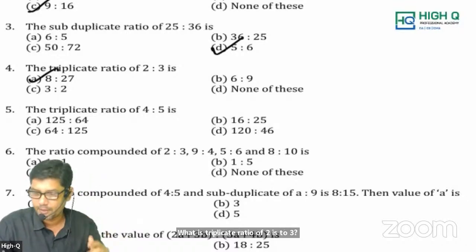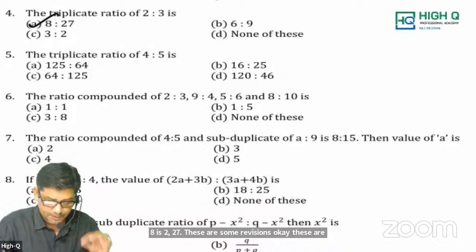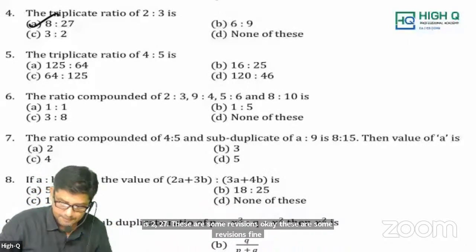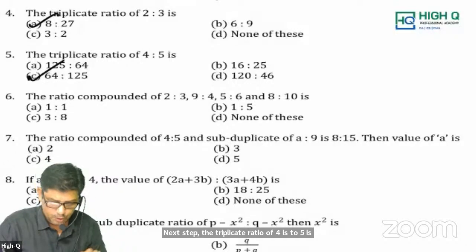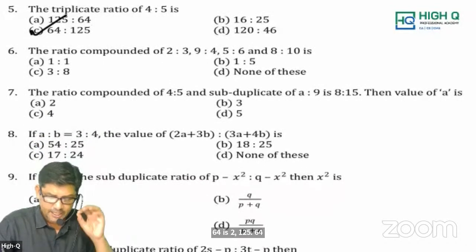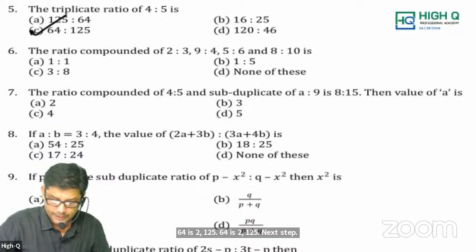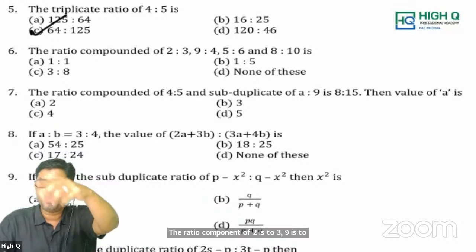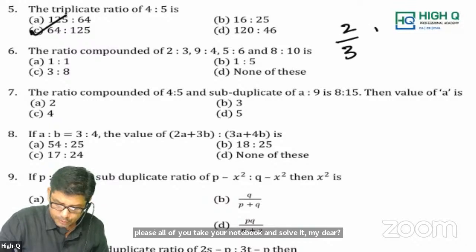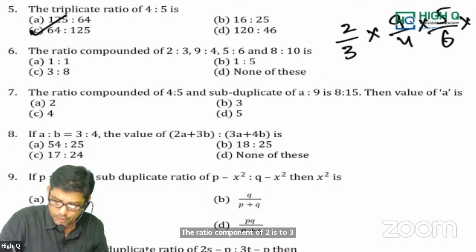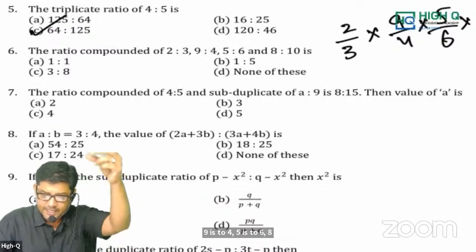The triplicate ratio of 4 is to 5 is 64 is to 125. Next, the ratio compounded of 2 is to 3, 9 is to 4, 5 is to 6, 8 is to 10. Can you all please take your notebook and solve it, my dear? Can you please get the answer fast?